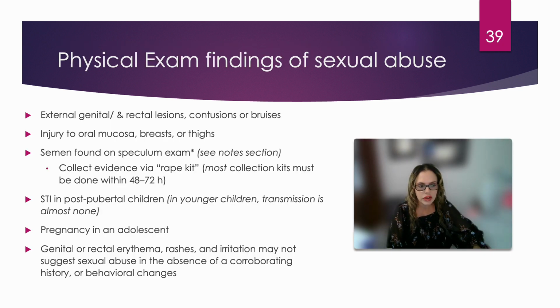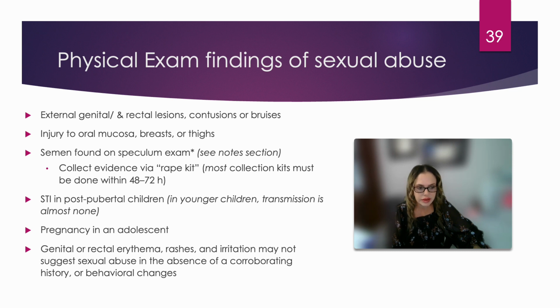Physical exam findings of sexual abuse. There may be external genital or rectal lesions, contusions or bruises on the inner thigh, injury to the oral mucosa, the breast or thighs area. When you are able to do a speculum exam, there may be semen found. A REAP kit needs to be collected within 48 to 72 hours. That's why it's important to identify this as soon as possible.